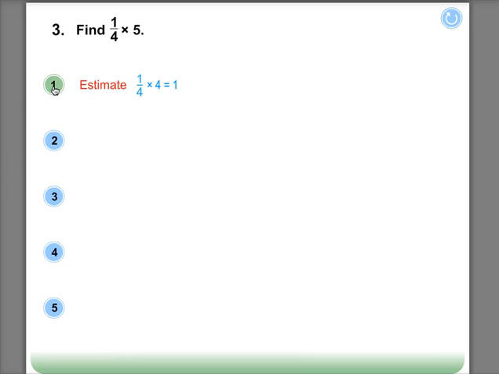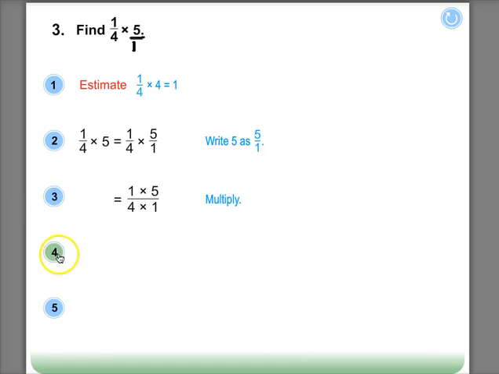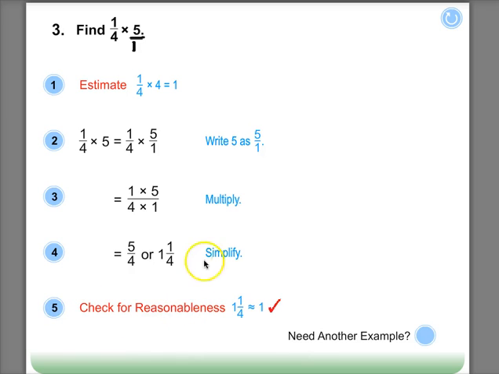First of all, we estimate. And this time we're not going to do an area model. We're just going to do it as we have been doing, method number 2. So we take 1/4 times 5, 1/4 times 5 over 1. Remember, in order to take a whole number into a fraction, we simply put it over 1. Then we multiply, and we get 5 over 4, or 1 1/4. Check for reasonableness, meaning since this was our estimation, 1 1/4, is that close to 1? Yep, it is.